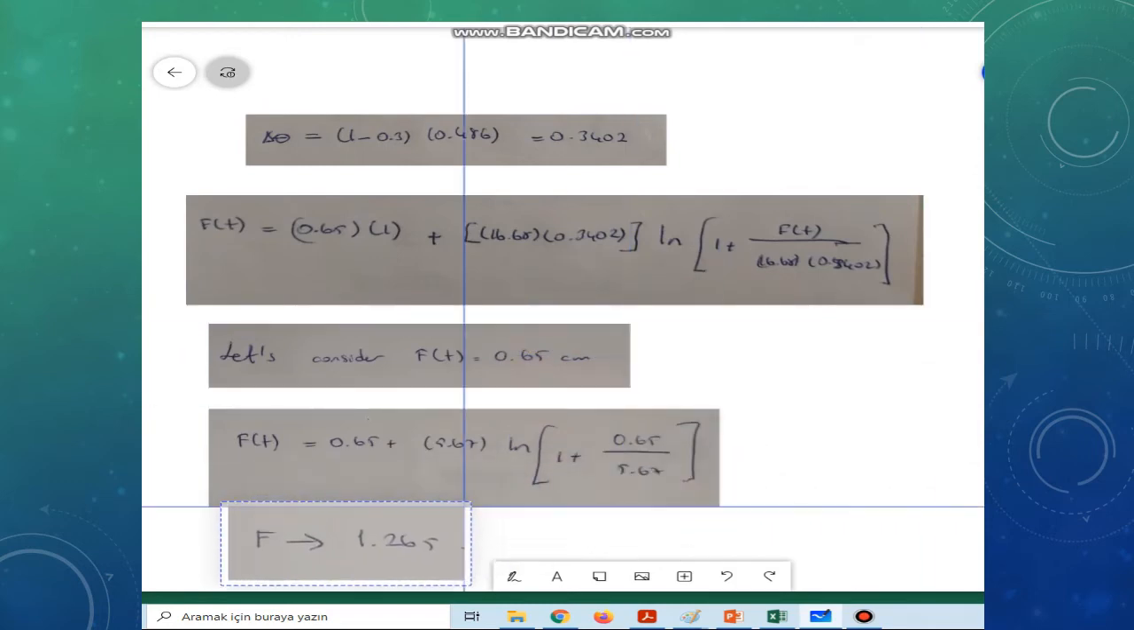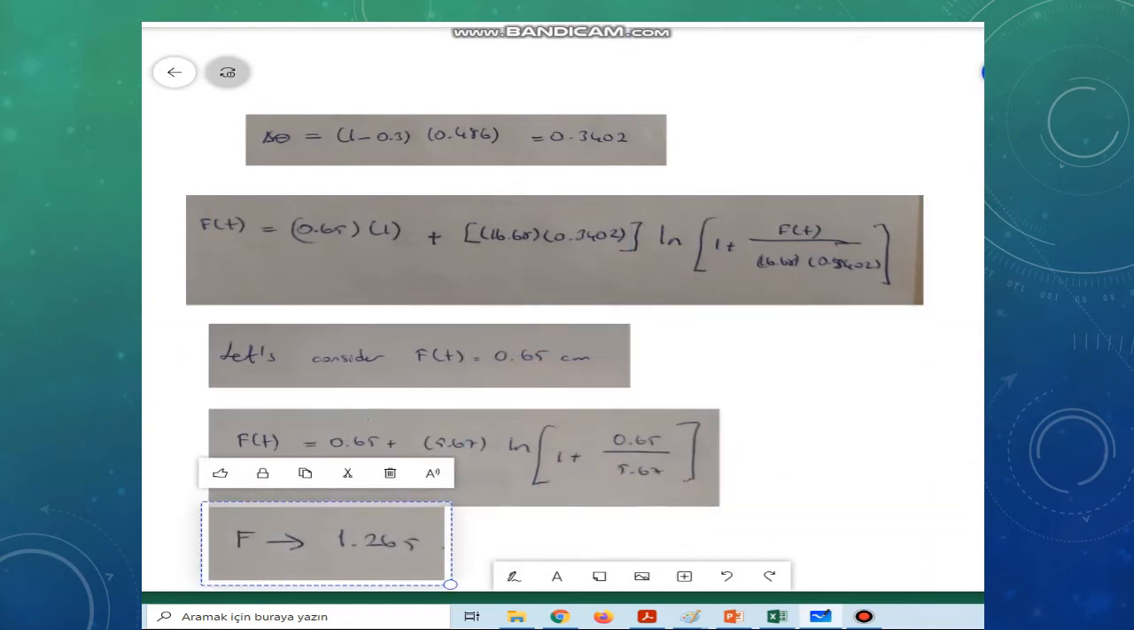So when I put here 0.65, I get F 1.265. Then after that I apply again, I plug 1.265 for F on the right hand side over here. Then after that I will calculate again.